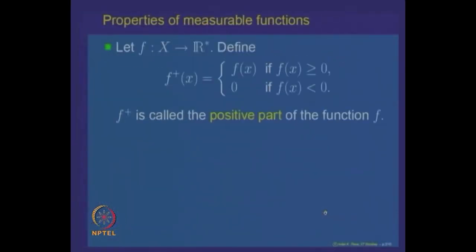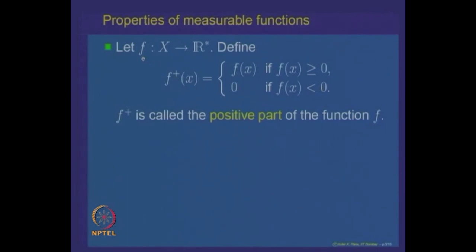So, let us recall, for a simple function we defined what is called the positive part and the negative part of a function. This can be defined for any function. Let f be a function defined on X taking extended real values, R star. Then we define what is called the positive part of the function, denoted by f plus of x. This is again a function on the space X, and it is defined as f plus of x is equal to f of x if f of x is bigger than or equal to 0, and it is defined as 0 if f of x is less than 0.